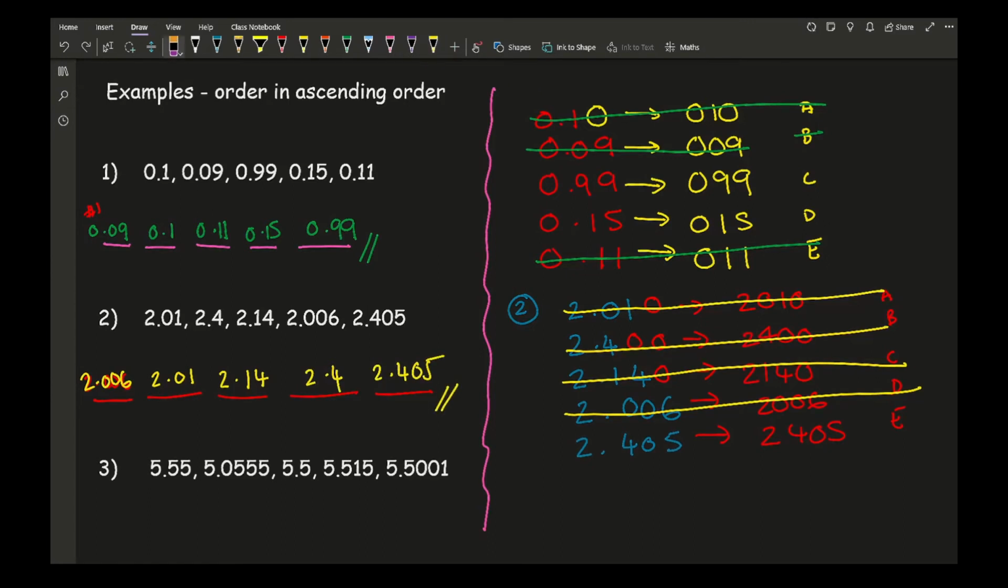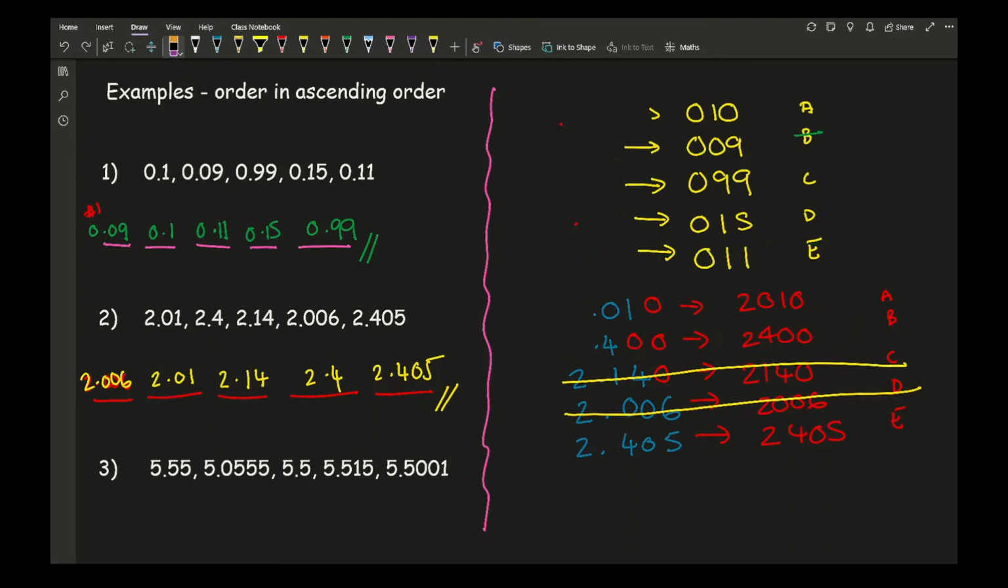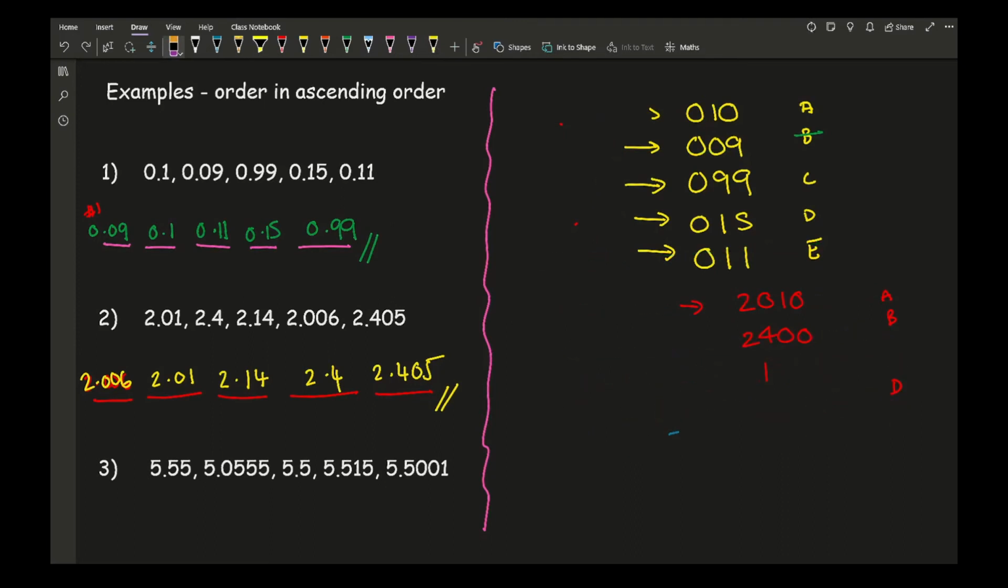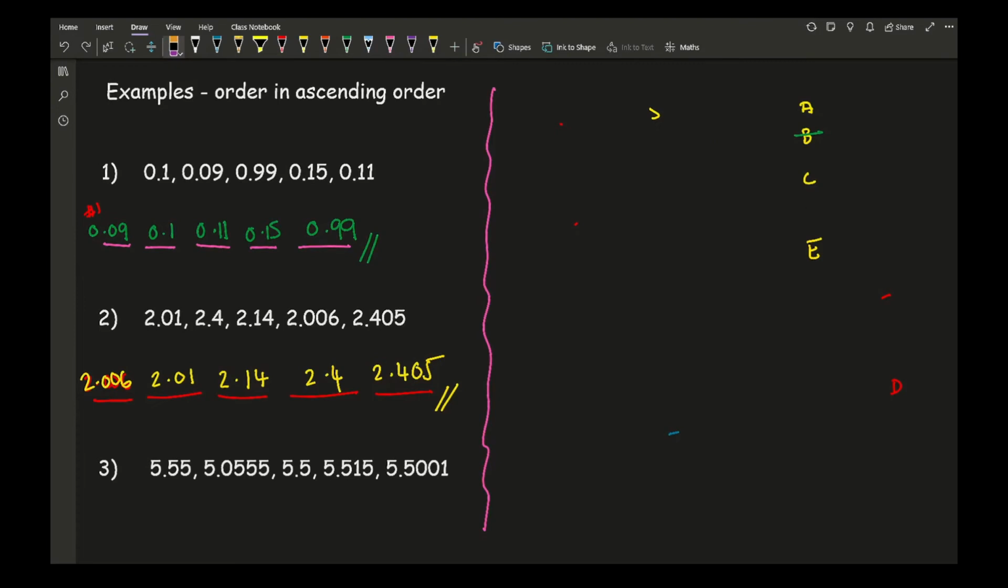And then for question 3, and again, I'm just going to quickly rub this all out. Not very neatly. There we go. And so for question 3, again, I'm going to write the numbers out. Lots of 5s in this particular question, so I'm going to have to be careful. I've got 5.0555.